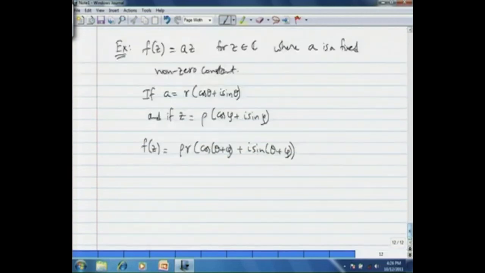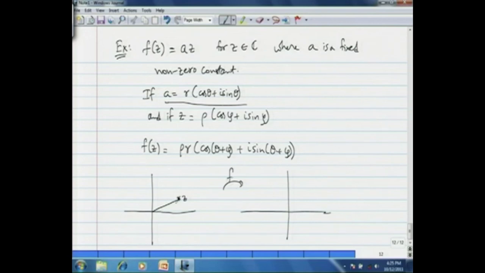So, what this function does is, if we take a complex number z any place, it has a certain modulus, and a is a complex number with modulus r. So, the image of this point z is going to be a complex number with modulus r times the modulus of z. Let me also say that z is a number with an angle phi with the positive x axis. So, it is an argument.